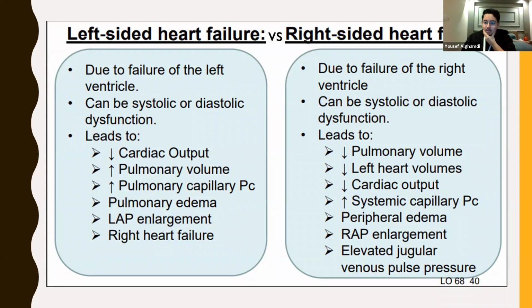Any questions again about this? Do you want me to explain the left to right heart failure thing again? Does it make sense? All clear, doctor. Okay. No, thank you. Okay, fine.